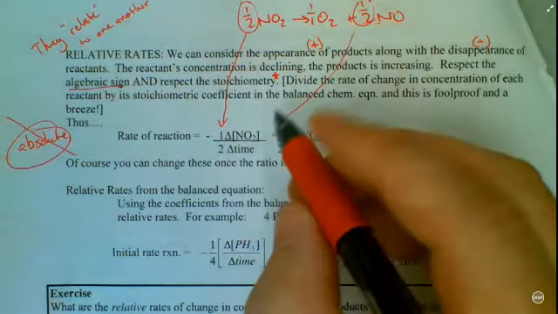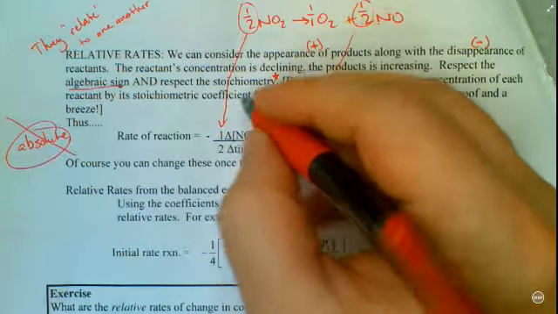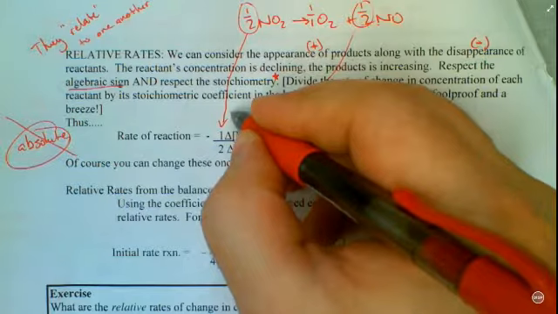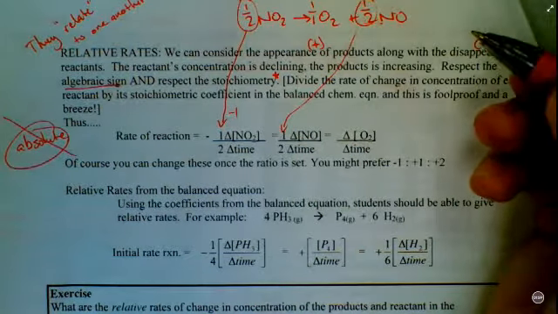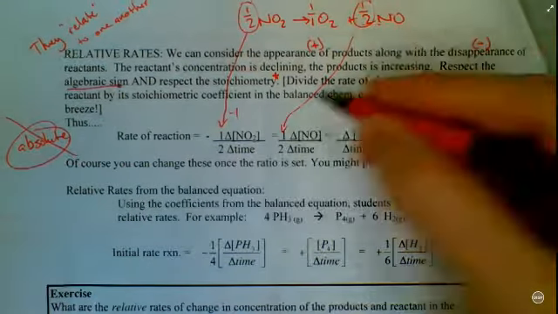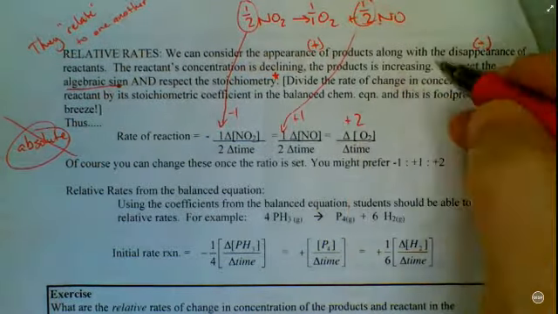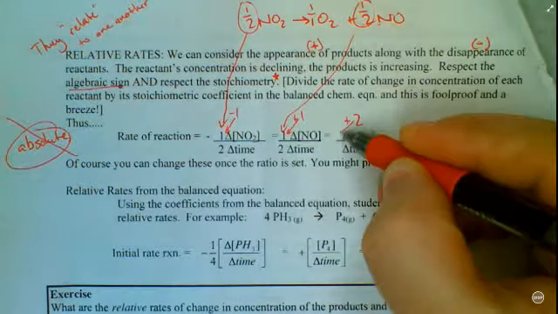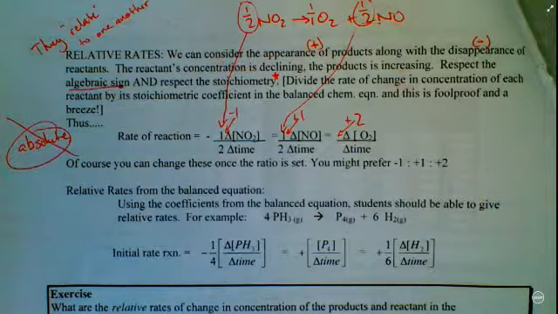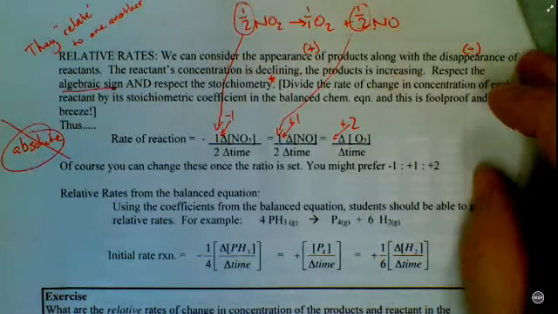So if I multiply them all by 2, this coefficient right here would be a -1. Sorry, that'd be a +1, and then this one would be a +2. So that would be your coefficient right there for your relative rates. Again, you don't have to do that. That's just if you can't stand fractions.